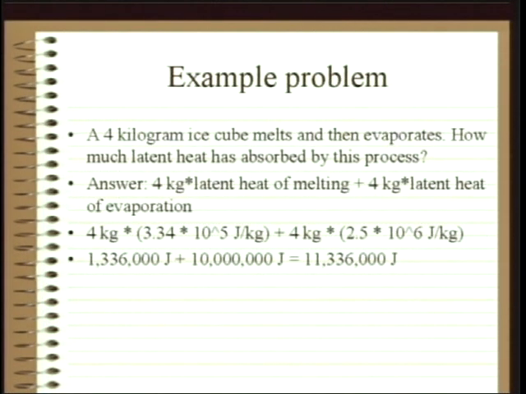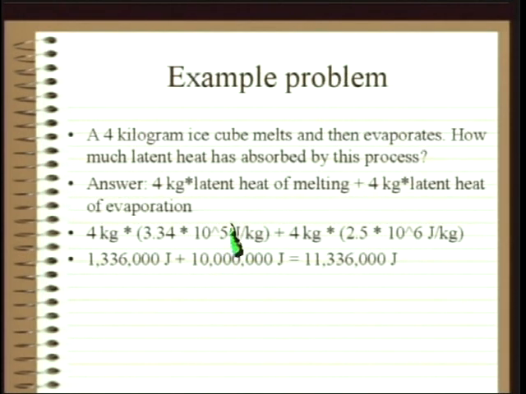We'll look at an example problem. We have 4 kilograms of ice, and this melts and evaporates. And the question is, how much latent heat has been absorbed by this process? So we've got 2 processes here. We're taking this 4 kilograms, completely melting it, and then completely vaporizing it.